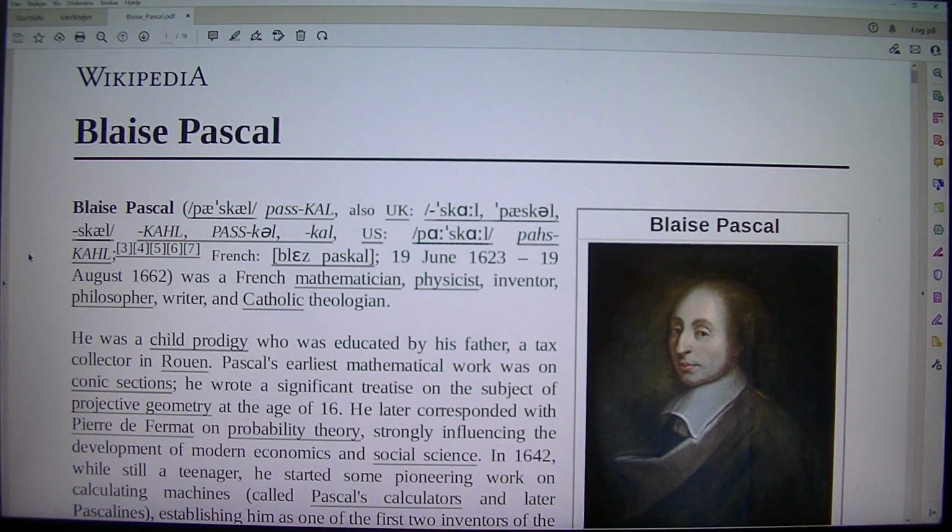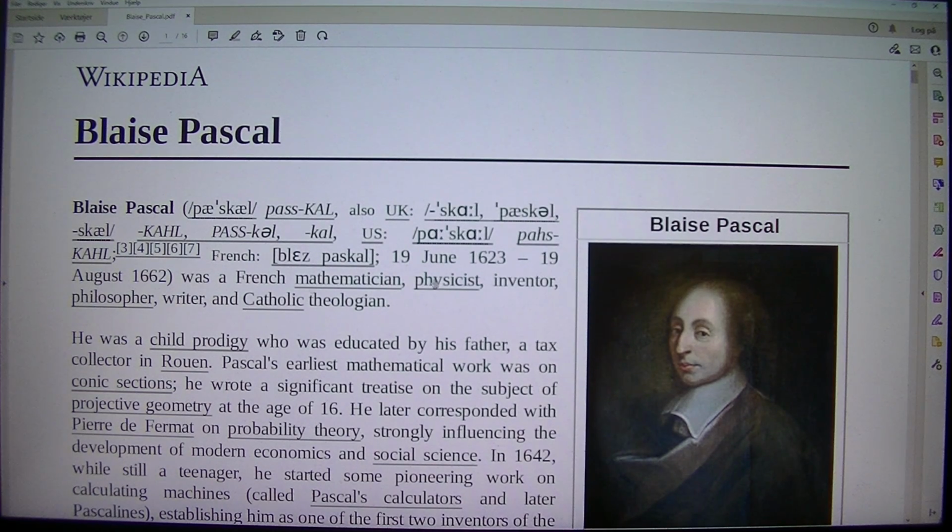Blaise Pascal. Also pronounced Pascal in UK and US English, and in French, Blaise Pascal.